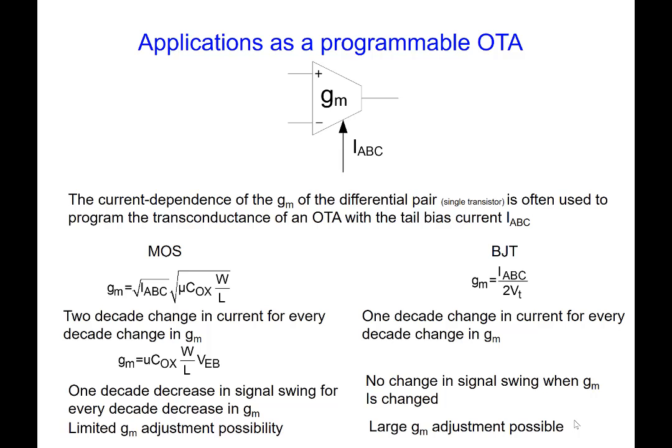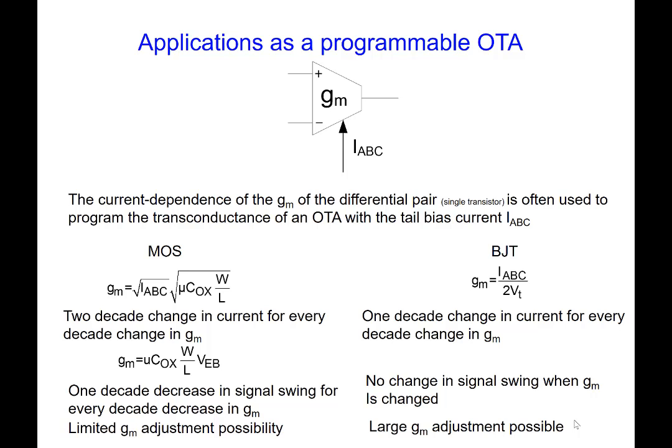When we talked about the OTAs earlier, we talked about how many decades of adjustment for those commercial parts of the GM. Several orders. Yeah, 5 or 6, right? We said for the bipolar structure, we could do 5 to 6 orders of magnitude adjustment of the GM.